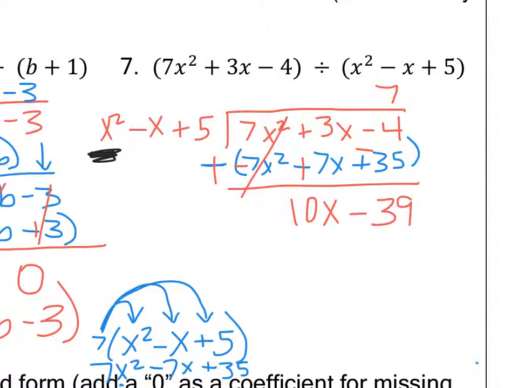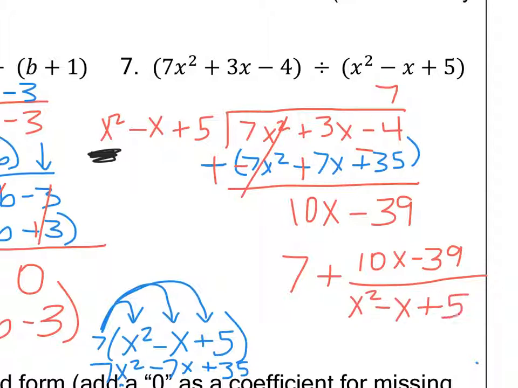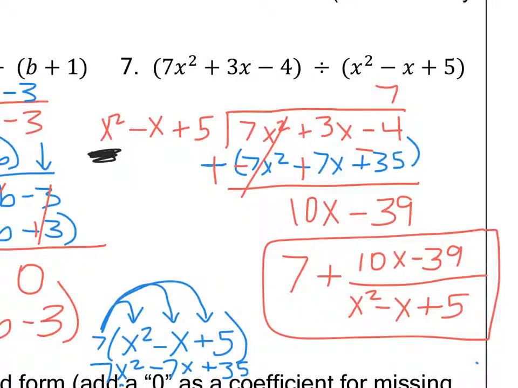Okay, my x squared won't go into that, so we're done. This whole thing right here is my remainder. So the answer to this is 7 plus 10x minus 39, that's my remainder, and we put that over our divisor, x squared minus x plus 5. And that's my answer. So question, is x squared minus x plus 5 a factor of 7x squared plus 3x minus 4? The answer is no. As long as you have a remainder, it's not a factor.